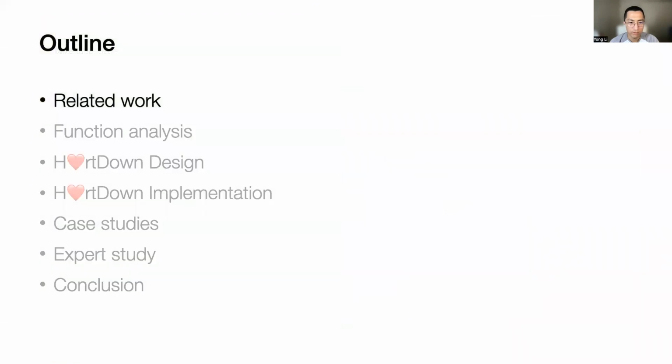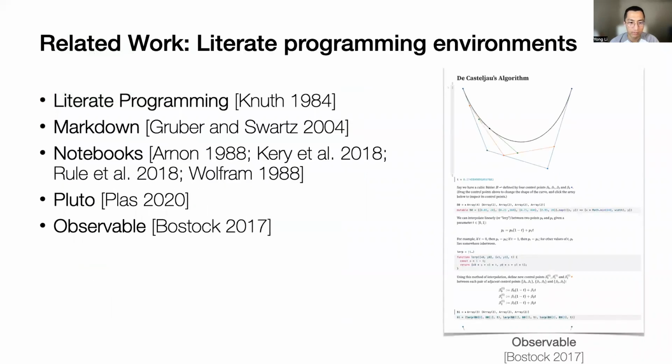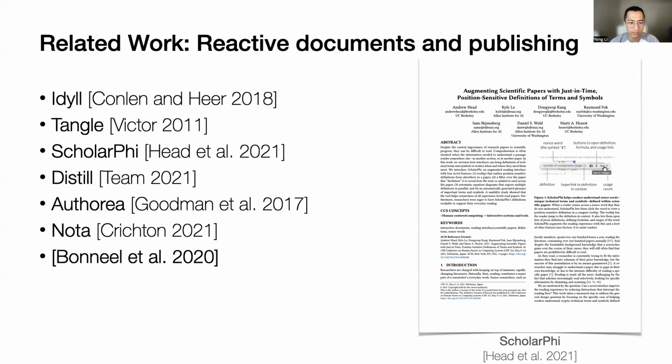Researching and disseminating scientific ideas relies on written communication. There are many literate programming environments, including Notebook, Jupyter, and Observable. Some of these support prose-determined order. These duplicate math and code. Many approaches to reactive documents such as Idyll, Tangle, and SIGGRAPH have been proposed. Some papers focus on authoring and publishing scientific articles, such as Distill, Elsevier, and Nota. In contrast, rtDown is focused on helping users correctly author, read, and experiment with mathematical formulas in scientific documents.